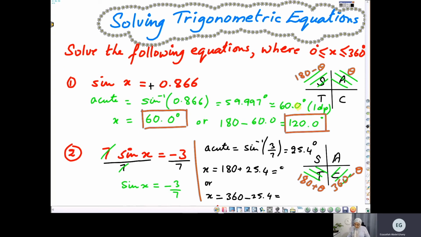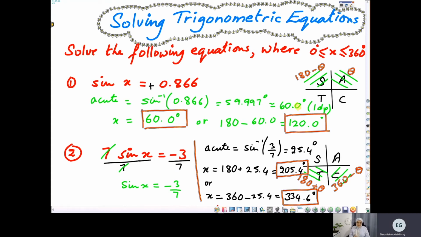So this angle will be 205.4. Okay, and then 360 minus 25.4 is 334.6 degrees. Now you have two values. One of them is reflex. Yes, the other one is also reflex. How to check my work?